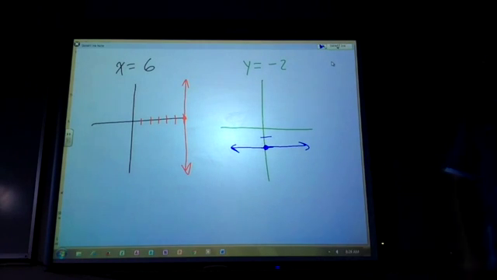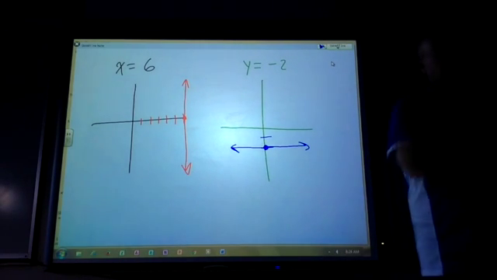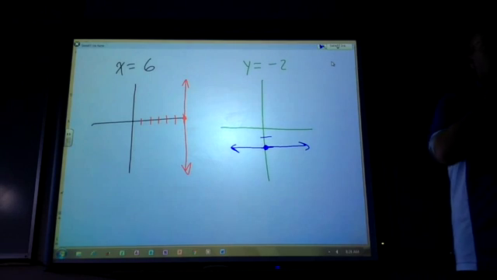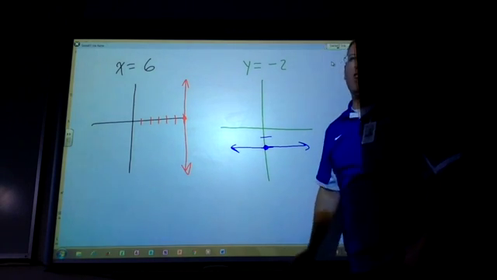Goes like that. Ready for the quiz? Ready? Clear your desks. You can have a calculator out, whatever you need to write with.